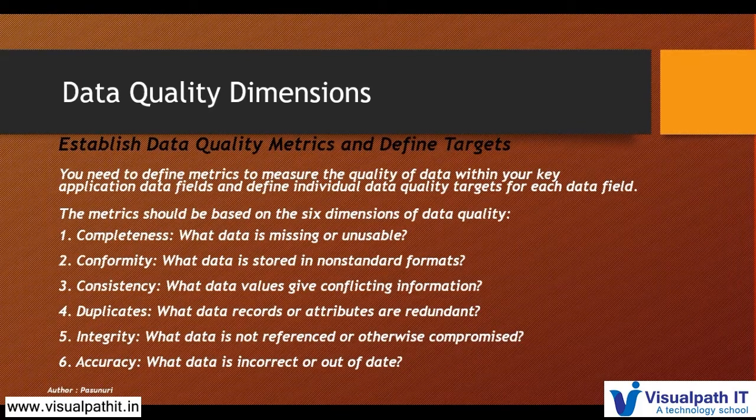Another dimension we have is the duplicate dimension. This duplicate dimension is the one which looks for redundant information.